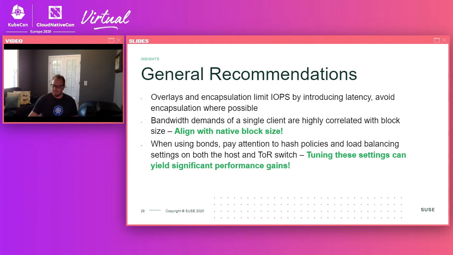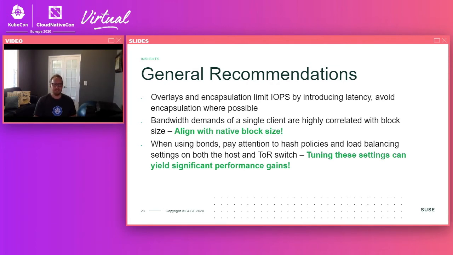As far as general recommendations, some of these may seem basic, but again, these are learnings and things that were confirmed for us. Overlays and encapsulation are going to limit your IOPS because they're going to introduce latency in the network. So where possible, try and avoid encapsulating pod traffic with VXLAN or IP-in-IP or GRE. Pick your encapsulation protocol, that's going to add overhead. So we want to avoid that where we can.